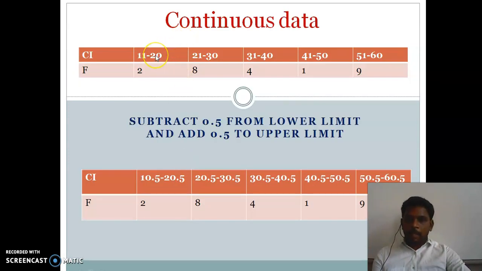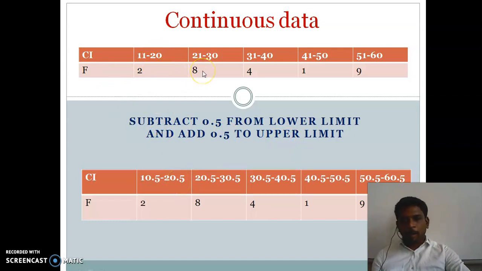Look here, the upper limit of the first interval is not equal to the lower limit of the second interval, because it starts from the next number. Similarly, look here, 30 but here 31, right? So they are not equal, therefore it is not continuous data. So how can we convert this into continuous data? Subtract 0.5 from the lower limit and add 0.5 to the upper limit. Take the first interval. Subtract 0.5 from the lower limit, that is 11, so it becomes 10.5, and add 0.5 to the upper limit, here 20, so 20.5.